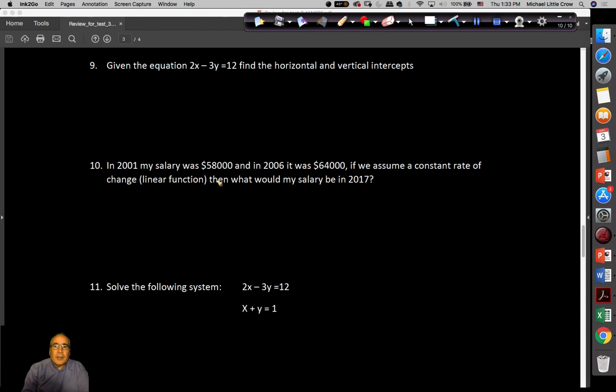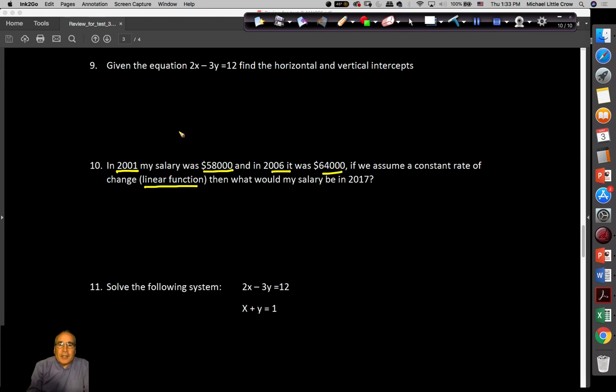In 2001 my salary was $58,000, and in 2006 it was $64,000. So what I have to recognize here is they're giving me data points with time and salary. Time and salary. So they've given me 2 data points. If we assume a constant rate of change, linear function, then what would my salary be in 2017?